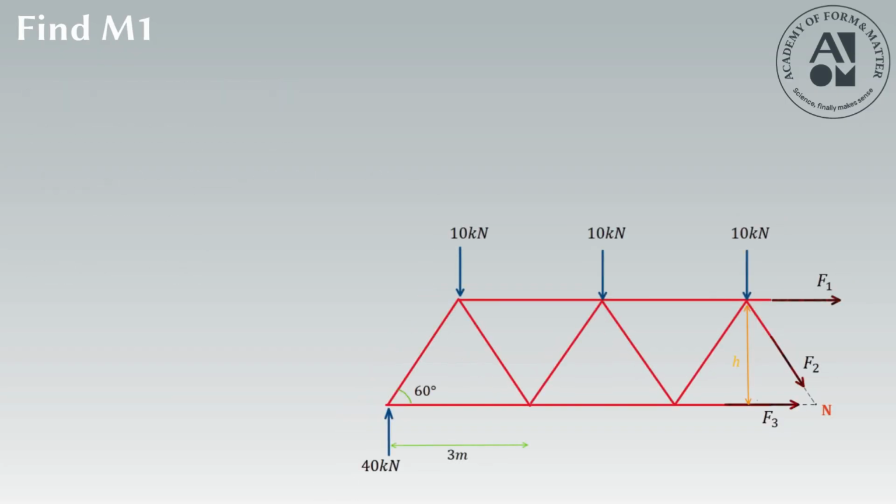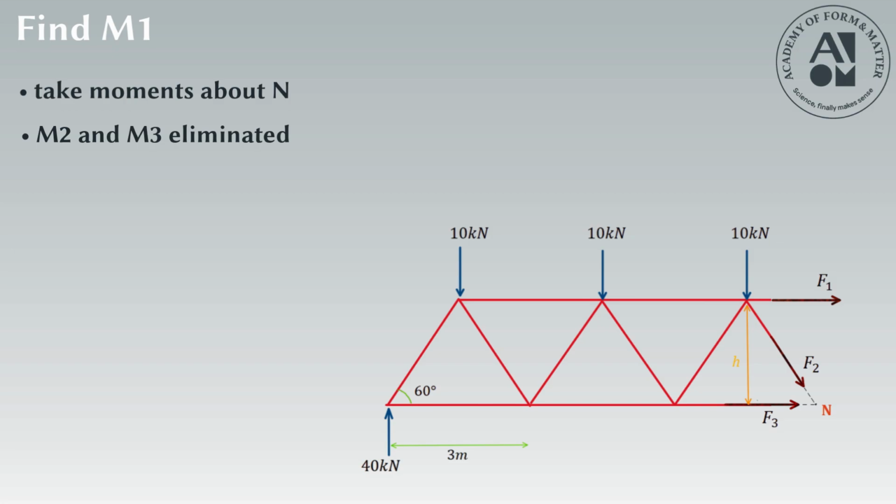Next, we find the force in the top chord, M1. We take moments about the bottom joint N, where M2 and M3 meet. This eliminates M2 and M3. Only M1 remains. The moment equation gives 10 times 7.5 plus 10 times 4.5 plus 10 times 1.5 minus 40 times 9 minus F1 times H equals 0.